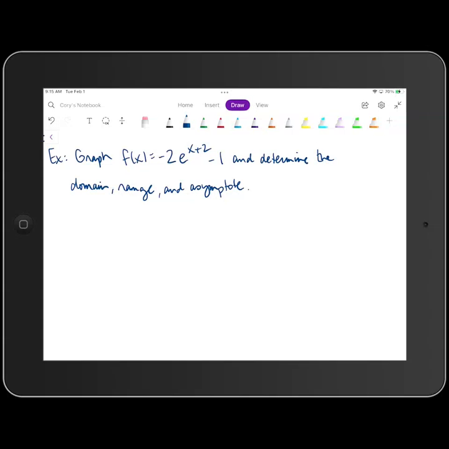Okay, so on to part 3 of this video. So we're going to do another graphing problem using transformations. The directions here say to graph f of x equals -2 times e raised to the x plus 2 power, minus 1, and then determine the domain, range, and asymptote.